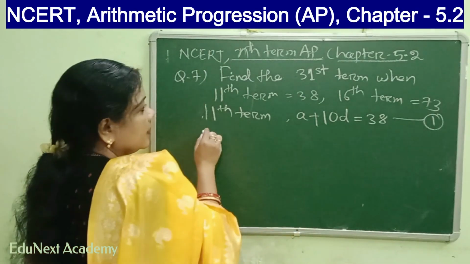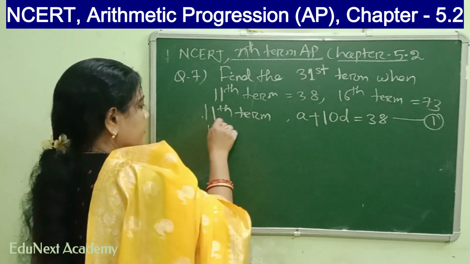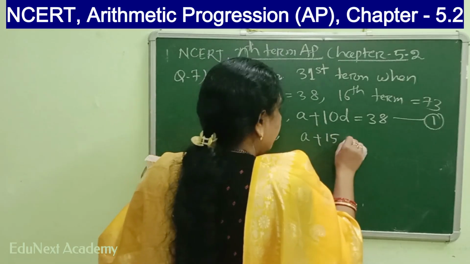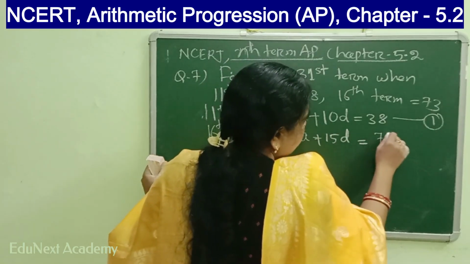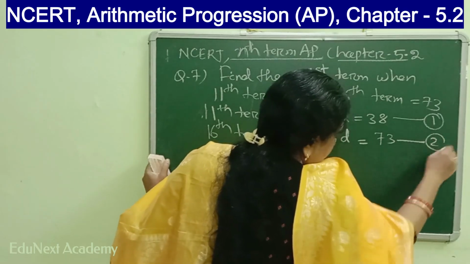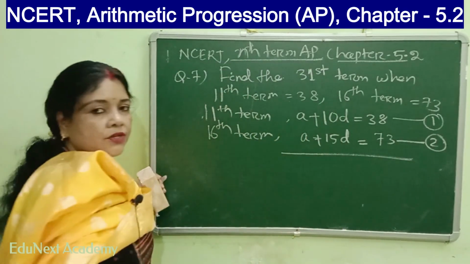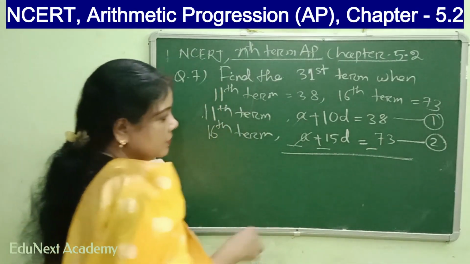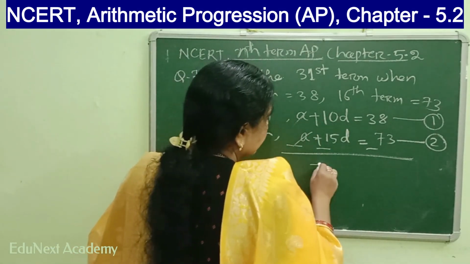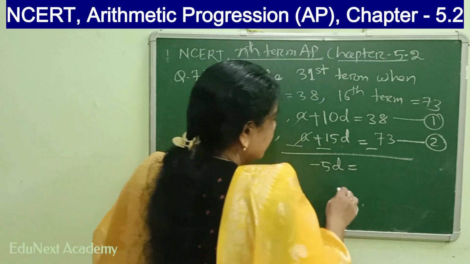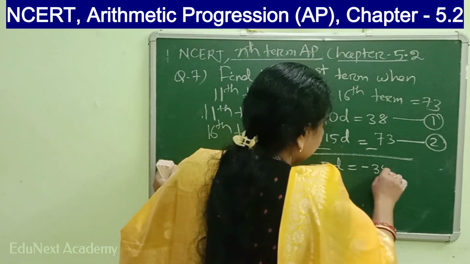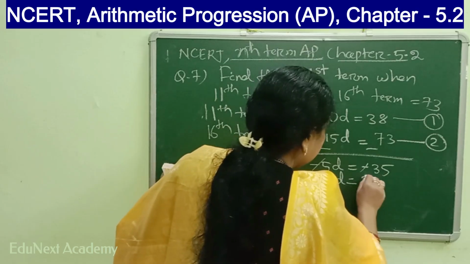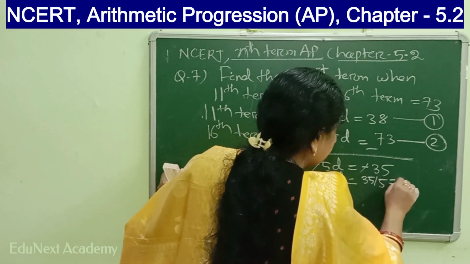Similarly, the 16th term means a plus 15d is equal to 73. Let it be equation 2. Now, solving equations 1 and 2, what do we get? a minus a cancels out. 10d minus 15d, that is minus 5d, is equal to 38 minus 73, that is minus 35. Minus sign cancels out. So d here we get as 35 by 5, that is 7.